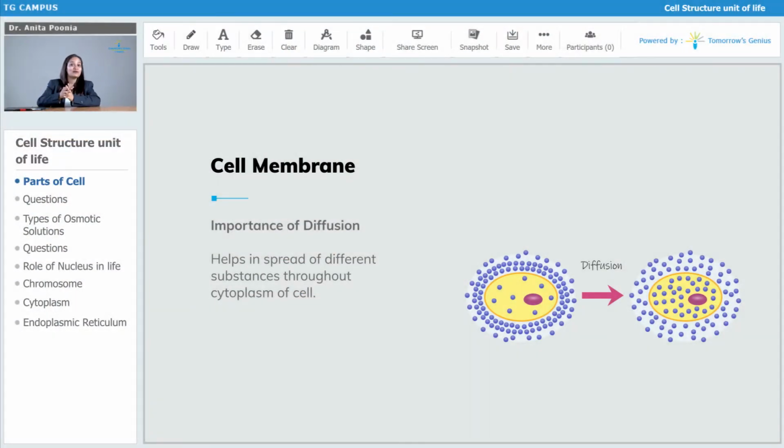Okay, so what does the cell membrane do? The cell membrane basically helps in the spread of different substances throughout the cytoplasm of the cell. Diffusion helps in the exchange of respiratory gases between the cell and its environment. This is a very important use of diffusion.